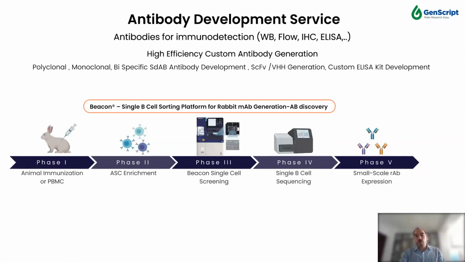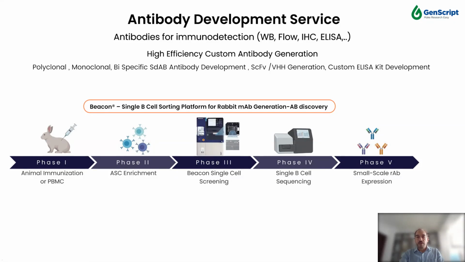Another tool very much used for target discovery and validation are antibodies, used for various immunodetection techniques such as Western blotting, flow cytometry, IHC, ELISA, and so on. And we have very strong antibody capabilities. We can produce polyclonal antibodies, monoclonal antibodies, bispecific, single domain. We can produce scFvs, VHH fragments. We can also produce custom ELISA kits. We have multiple platforms for that, ranging from traditional hybridoma to phage display libraries.